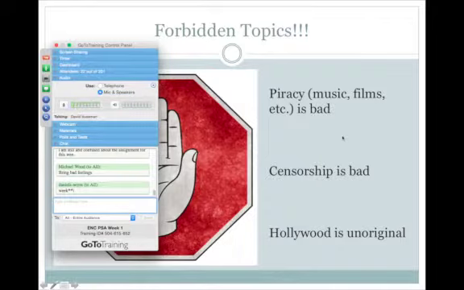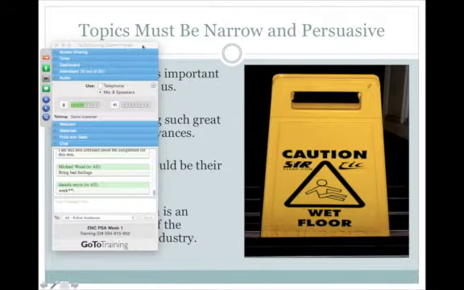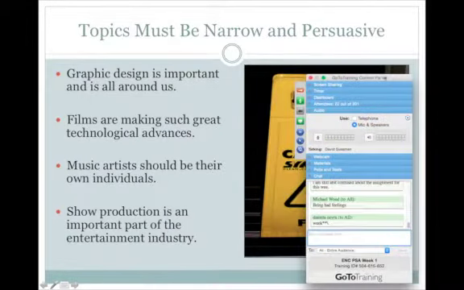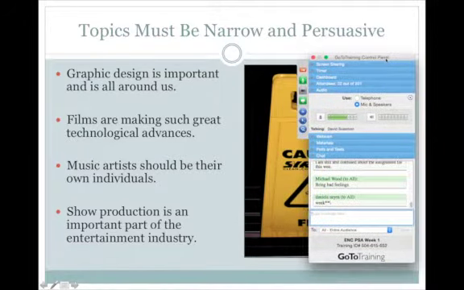Okay, let's use your spidey sense to figure out why these topics don't really work. Graphic design is important and is all around us. Or films are making such great technological advances. Or show production is an important part of the entertainment industry. Why do these topics not work so well?